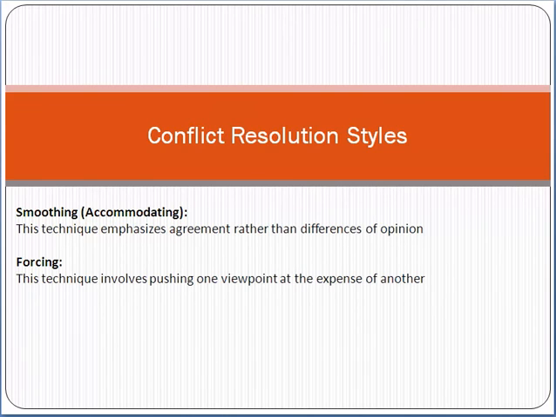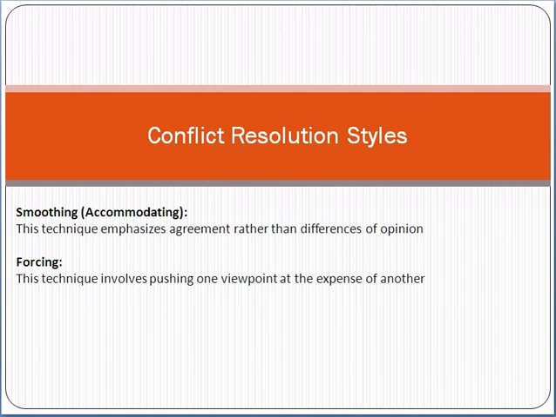Forcing means, friend, that you are pushing your point of view on the other person. Forcing totally means that you have the power, you have the authority, and you are forcing your point of view on the other party. With power, with authority, and with your position, you are forcing your point of view. Okay, this is an example of forcing. Forcing means that you are forcing your point of view with authority, with force, on the other party.